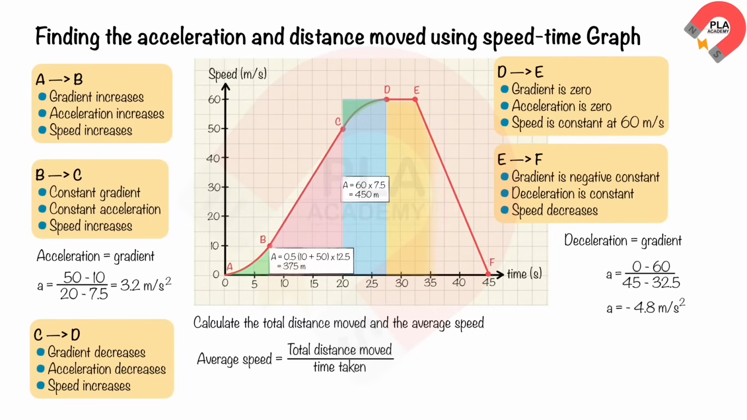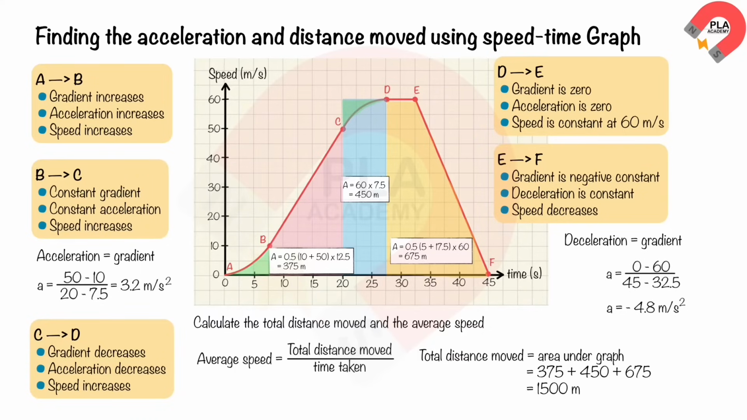Area under graph between D to E to F form a trapezium shape. So, it is equal to 0.5 times sum of 5 and 17.5 times 60 is equal to 675 meters. The total area under graph is equal to 375 plus 450 plus 675 is equal to 1,500. The average speed is equal to 1500 divided by 45 is equal to 33.3 meters per second, rounded to 3 significant figures.